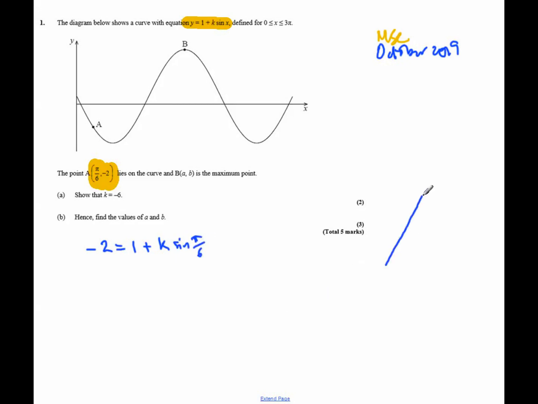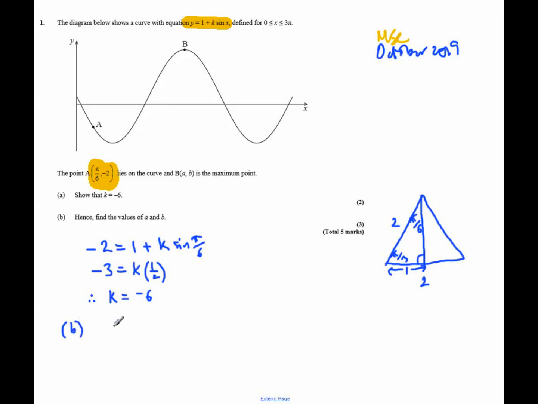In order to work out what sine pi on 6 is, I can use one of my special triangles, which is the equilateral triangle that's been chopped in half, and that gives us pi on 3, or 60 degrees in this angle, and then half of that, so pi on 6 over here, and because it's been chopped in half, this length is 1, so sine of pi on 6 is 1 over 2. Let's substitute that in and do some rearranging. Minus 3 is equal to k times a half, therefore k is equal to minus 6.